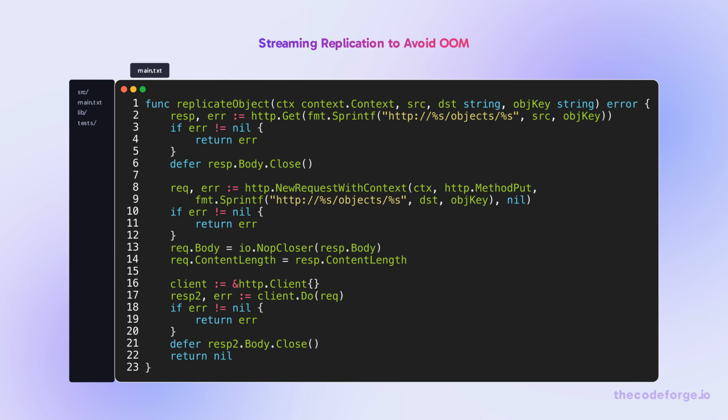The article mentions streaming in chunks, but doesn't show code. Here's a Go snippet that streams an object in 1 MB chunks during replication, preventing memory exhaustion for large objects.